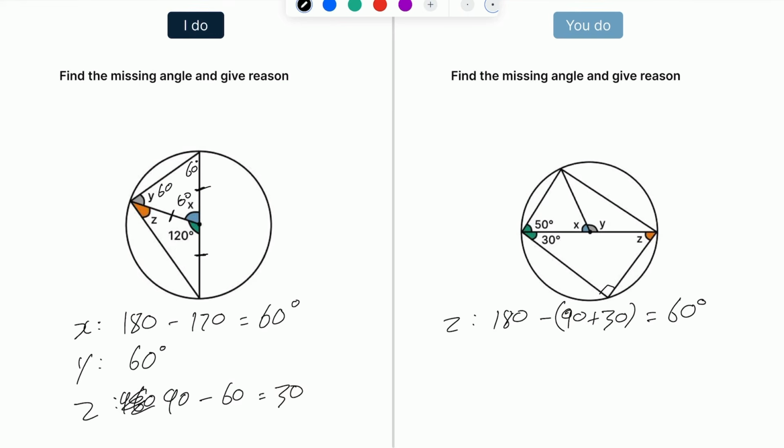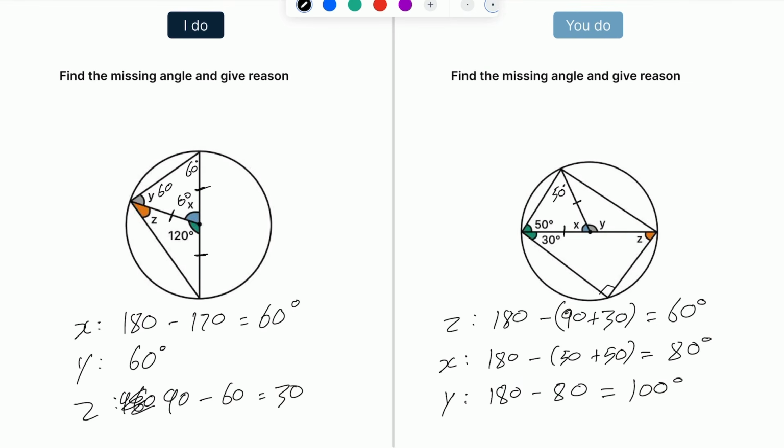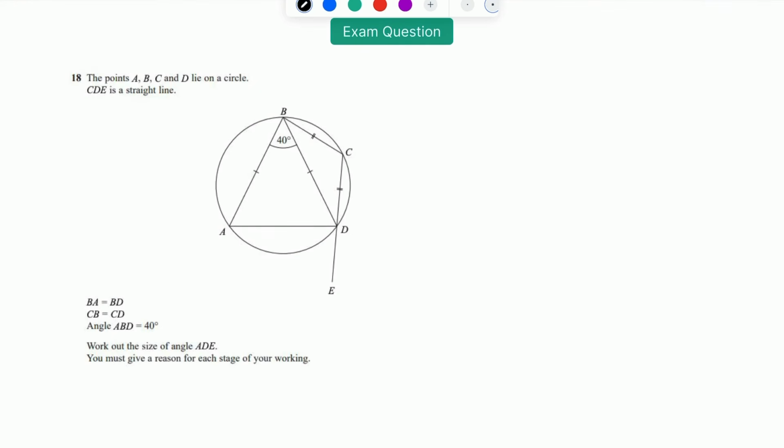And now with the other one, how do we find x? Now, from the center, any line drawn to the circumference is the radius. So that's also 50. So that then tells me that x is going to be 180 take away 50 plus 50, which is 80. And then finally to get y, that's angles on a straight line. So that's going to be 180 take away 80. Again, I've spoken through all my reasons, but you will have to write all these reasons down in the exam. And that's 100.